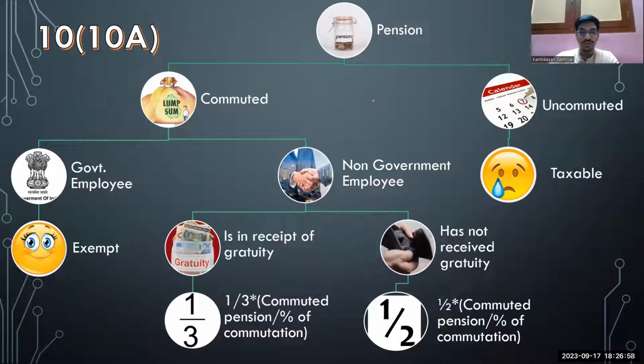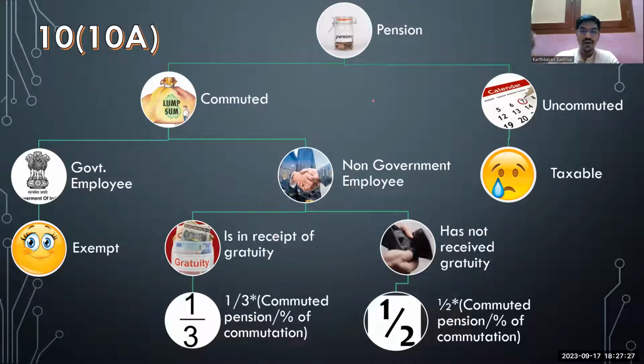Now we'll go to the commuted pension part. As far as commuted pension is concerned, the treatment for government employees and non-government employees is different. As far as government employees are concerned, the entire amount of commuted pension which is received by a government employee is fully exempt from tax.